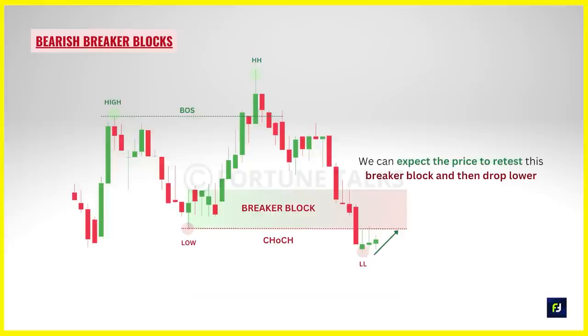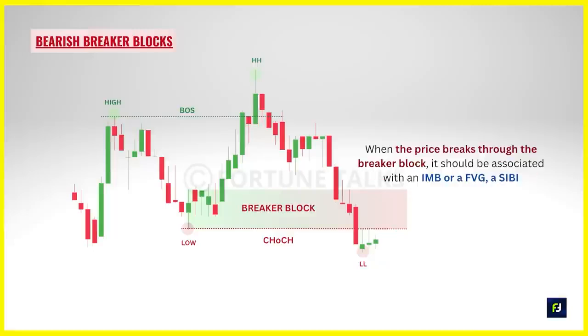Once the breaker block is identified and marked, we expect the price to return back to this breaker block and then continue to decline lower. The breaker block is validated when the price returns to retest it. But here, I would like to add an additional condition to make this setup a high probability one. The condition is simple. When the price breaks through the breaker block, it should be associated with an imbalance or a fair value gap. Specifically, a SIBI, that is a sell side imbalance and a buy side inefficiency.